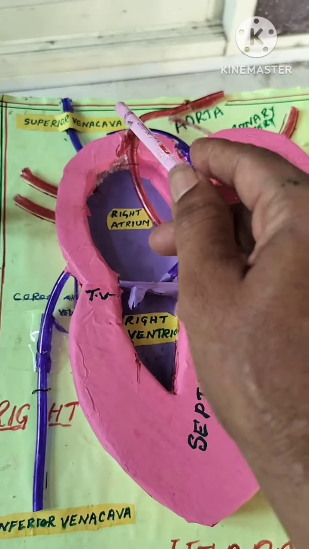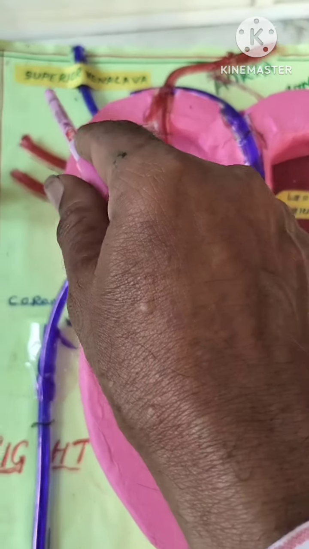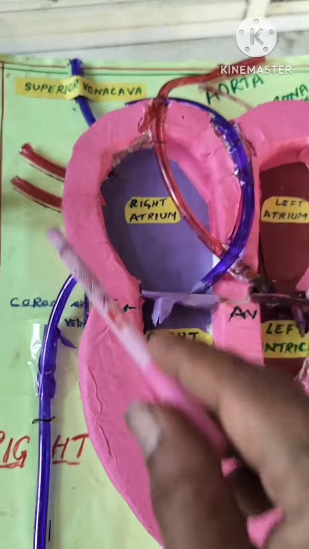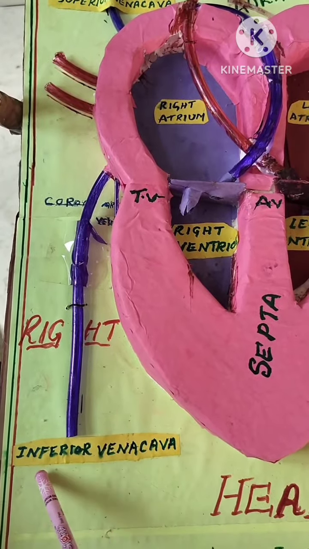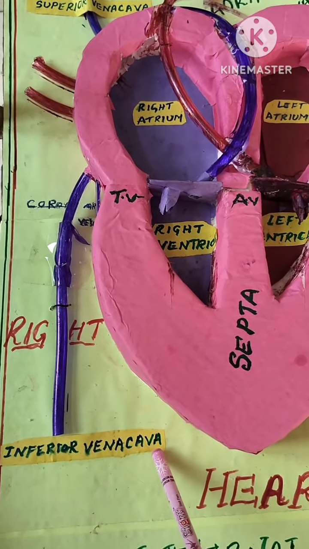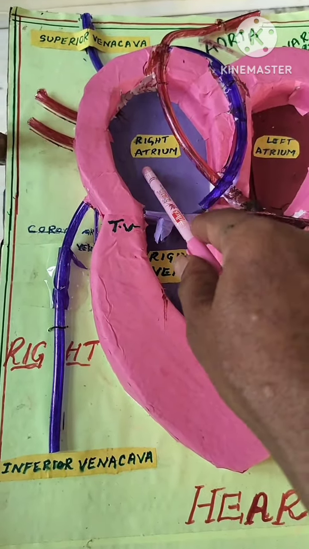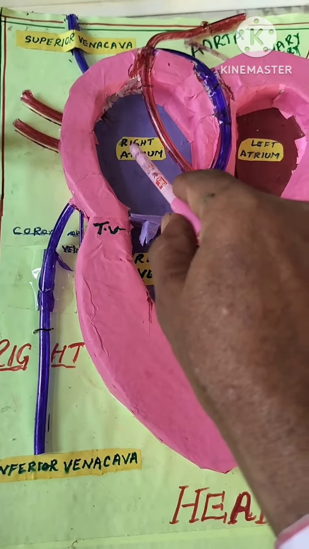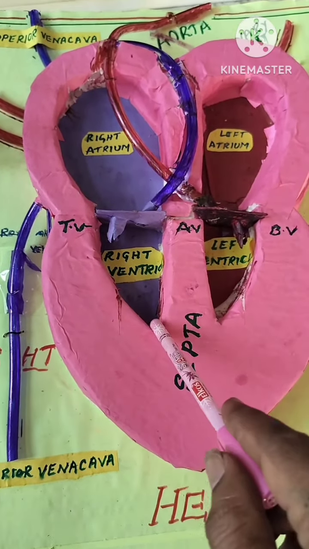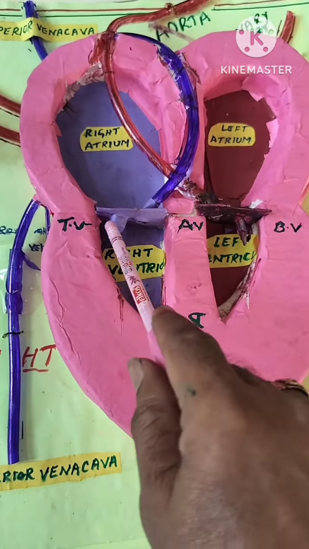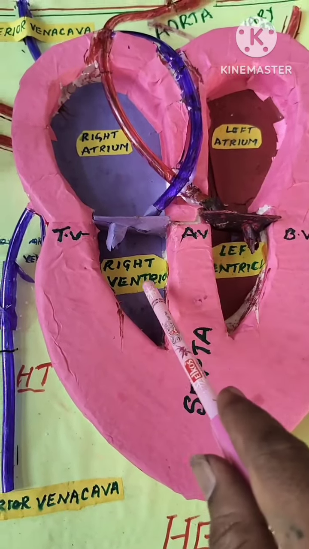The deoxygenated blood collects from the anterior part of the human body by the superior vena cava, and the deoxygenated blood from the posterior parts is collected by the inferior vena cava. This deoxygenated blood transports to the right atrium. From the right atrium, the deoxygenated blood enters into the right ventricle through a valve which is present in between the right atrium and right ventricle.